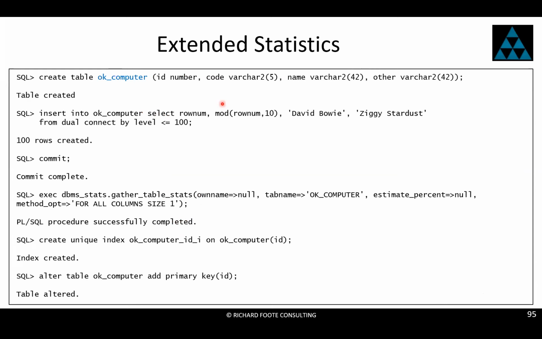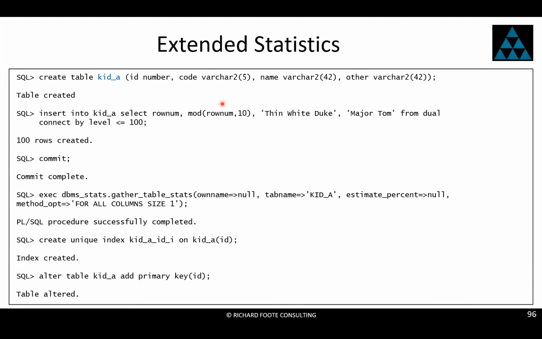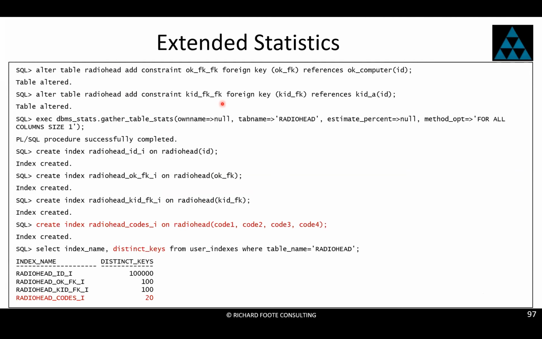So what I'm going to do is create a couple of lookup tables. These are just little lookup tables that I'm going to join to. I'm going to create my foreign keys, my primary keys, etc. But the important thing I'm going to create here is an index on these 4 columns. Why? Because I'm going to run a query with predicates on those 4 columns, and I want an index on those 4 columns. And because I've got an index on those 4 columns, Oracle knows how many distinct keys you've got, because that is one of the statistics that we get. It says you've got 20 distinct keys. So even though there could be 160,000 possible keys, Oracle knows that you've only got 20 of them.